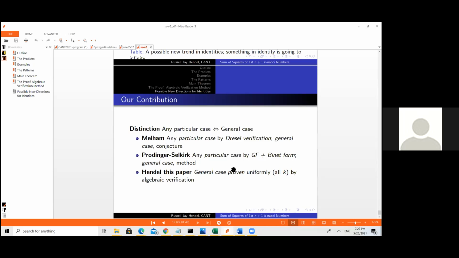What Prodinger-Selkirk said is, you give me any particular k for the sum of the first n+1 k-nacci numbers, the generating function and Binet form I can write down, I'll prove something and I'll do it. But that will not prove it uniformly for all k. What we did in this paper is prove things for all k. So I hope that inspires people to go and change their attitude about identities.